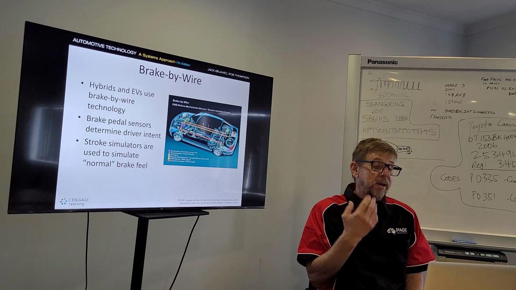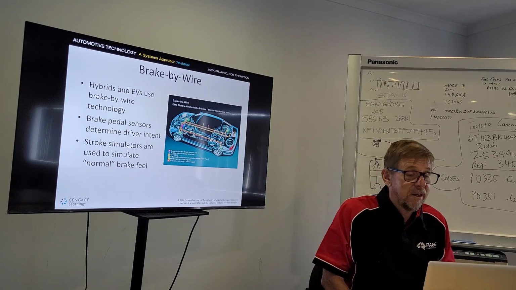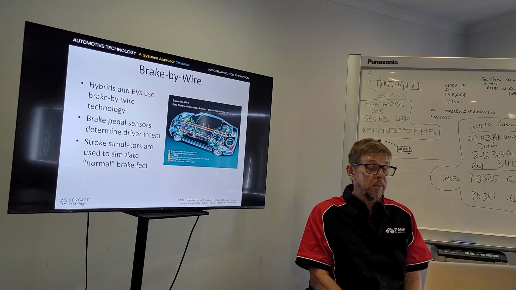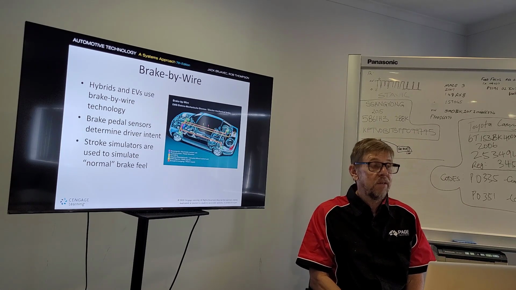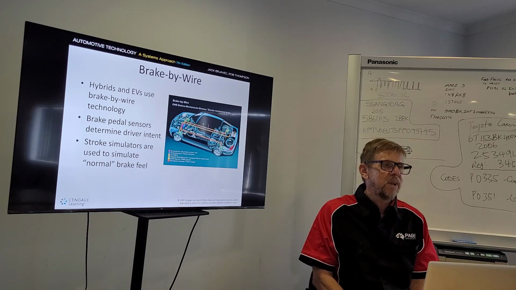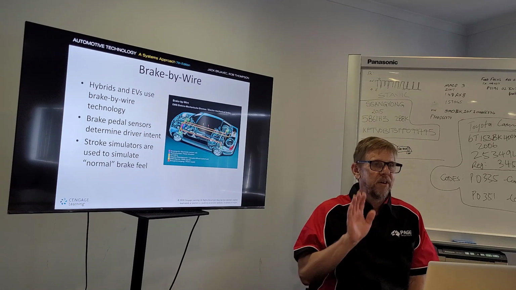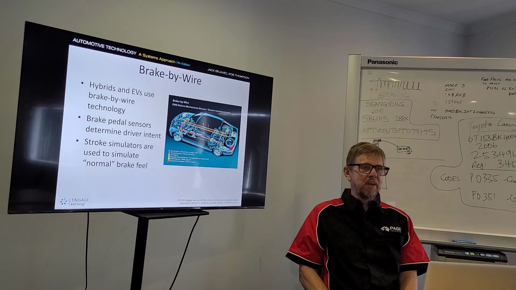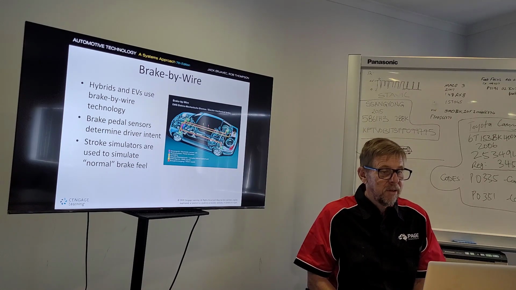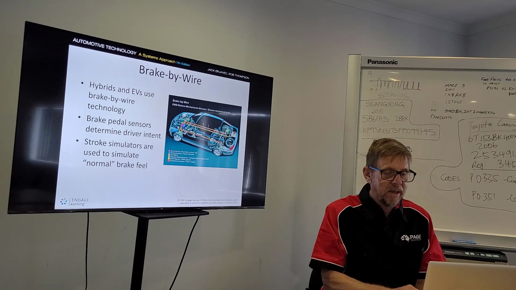Brake by wire would be ideal for hybrid cars and electric cars, obviously. And brake pedal sensors would determine driver intent. So if we put the pedal down hard, that's our intent to stop hard. So we still have some sort of system that would feel like a normal brake pedal, but it's not a normal brake pedal. So yeah, interesting what's ahead of us.